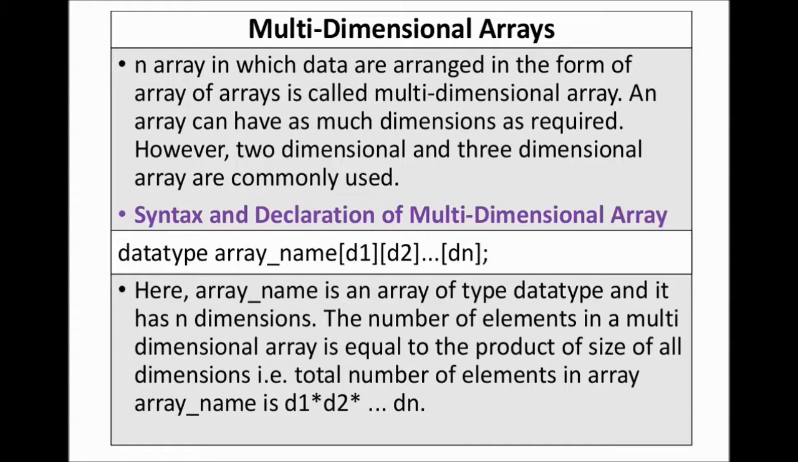The number of elements in a multidimensional array is equal to the product of the sizes of all dimensions. So the total number of elements in the above array is calculated as d1 multiplied by d2 multiplied by d3 up to multiplied by dn, where d1, d2 and dn are constant expressions indicating the length of different dimensions of the array.